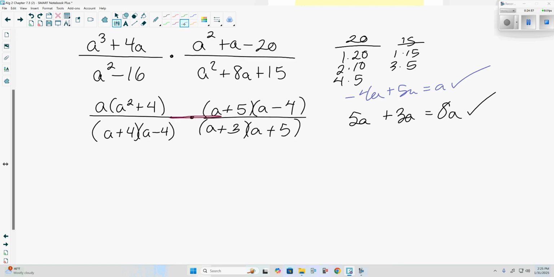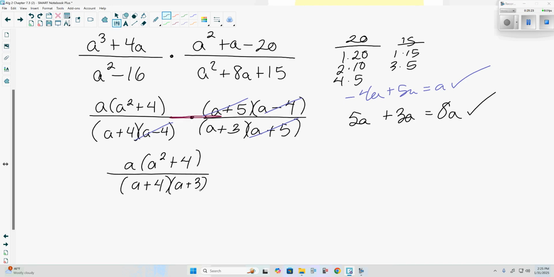We can multiply them together. Now let's simplify what's in common. a minus 4, a minus 4, a plus 5, a times a squared plus 4, a plus 4 times a minus a plus 3.